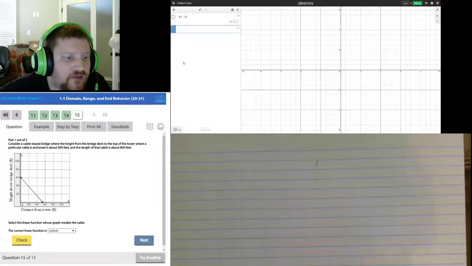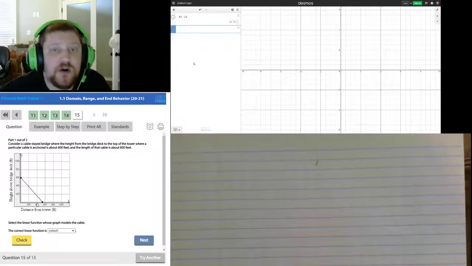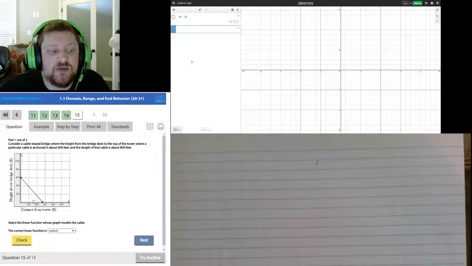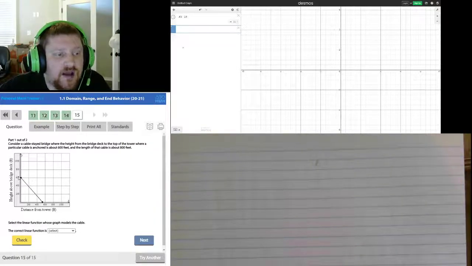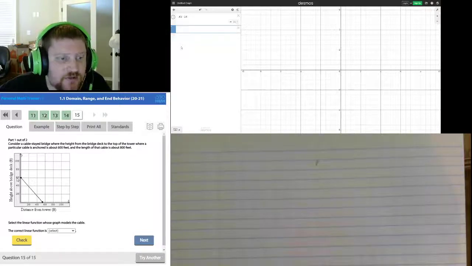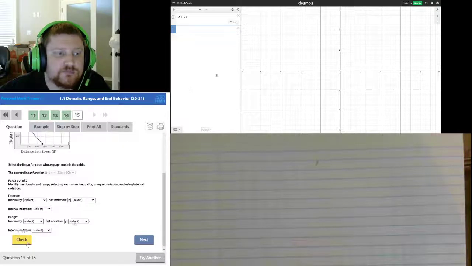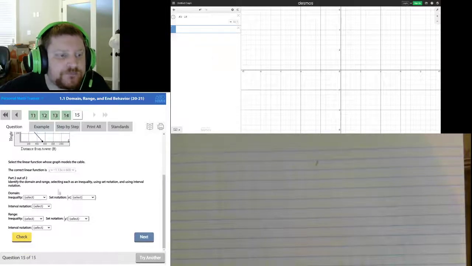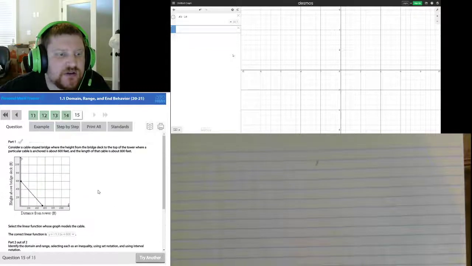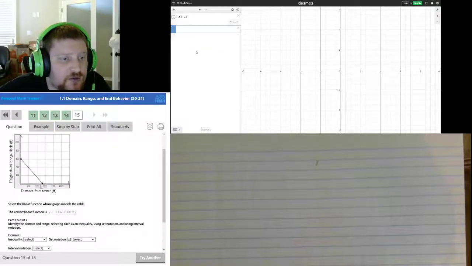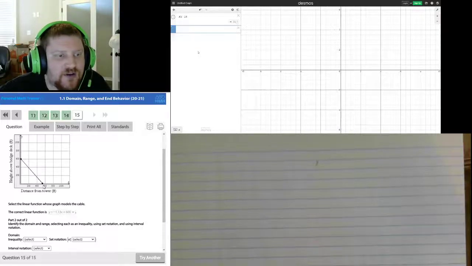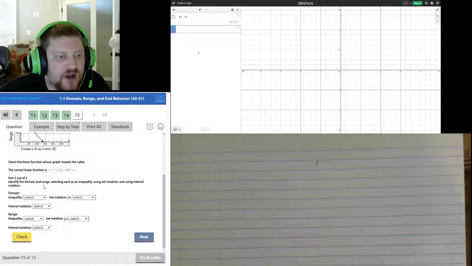So we know that we're going to have a negative slope, so the number in front of our x is going to be negative, and we're going to have plus 600 because we're starting at 600. This is the only one with plus 600, so that's the only one that it possibly can be. Check. Identify the domain and range, selecting each as an inequality using set notation. Okay, so domain then would be 0 to just over 500, maybe 550, 525.